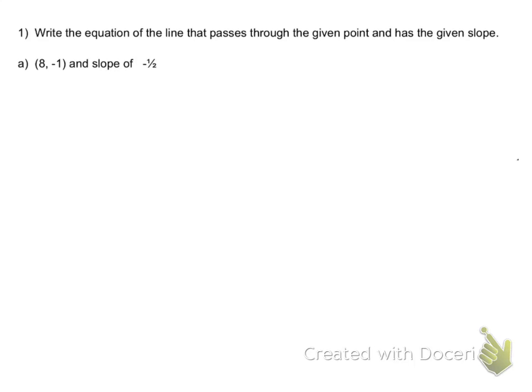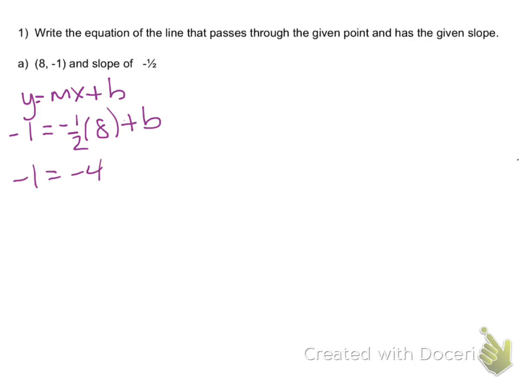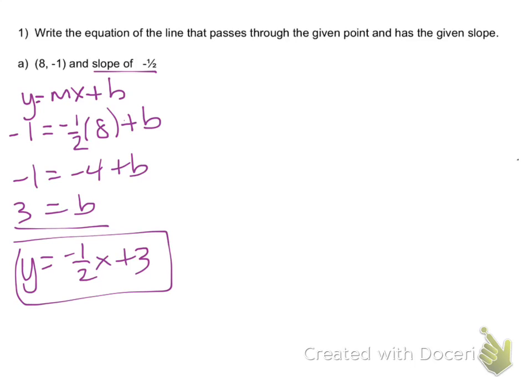So if we're going to write the equation of a line that passes through the given point and has the given slope, to begin with, I will demonstrate using slope-intercept, so y equals mx plus b. The first thing we're going to do is plug in -1 for the y. Our slope is -1/2, and our x-coordinate is 8. We don't know our b, so that's what we're solving for. When we solve this for b, we should get b equals 3. Now that we have our b and we have our slope, we can write y equals -1/2 x plus 3. So that's one method.